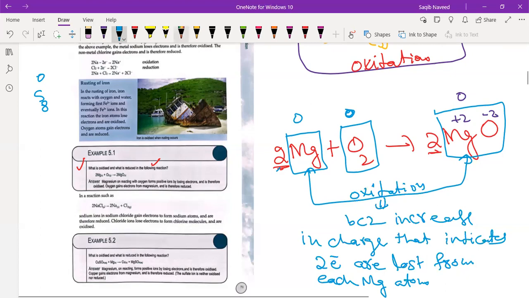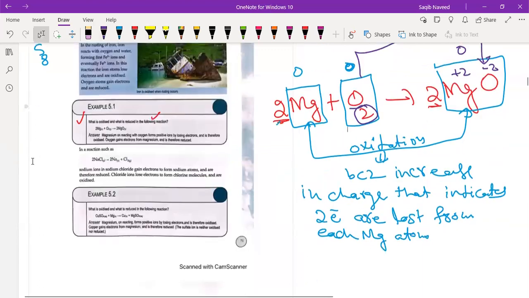And what about oxygen? How are you going to explain this? It's reduction because the charge is decreasing. Yes. And how many electrons are gained? 2 electrons by each atom. And here you again have 2 oxygen atoms, O2. Total 4 electrons in this equation. Got it?